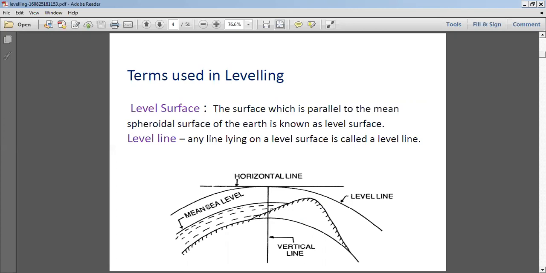The other is mean sea level. Mean sea level is what we use as a benchmark when we are going to start the construction of any project. We will discuss the mean sea level in detail in the next slides.